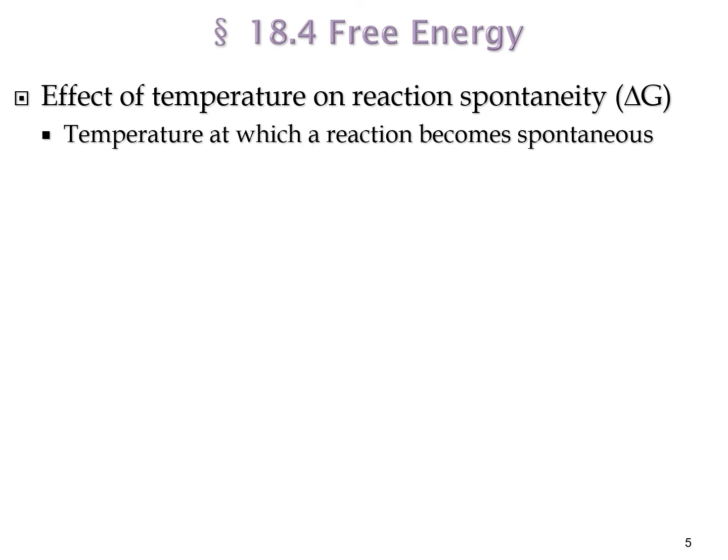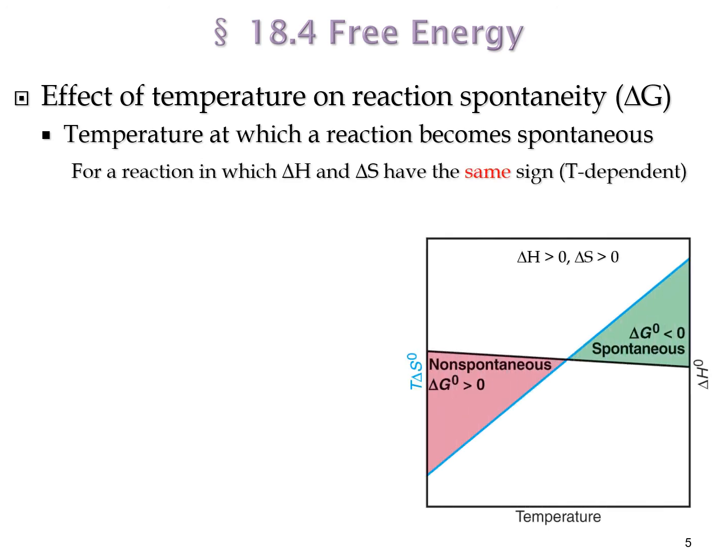Now that we understand we can have a certain process that is temperature dependent, we need to know what temperature can make the reaction spontaneous or non-spontaneous. So here we're going to use delta H and delta S both positive as an example. Remember that we discussed if delta H and delta S have the same sign, the process is temperature dependent.